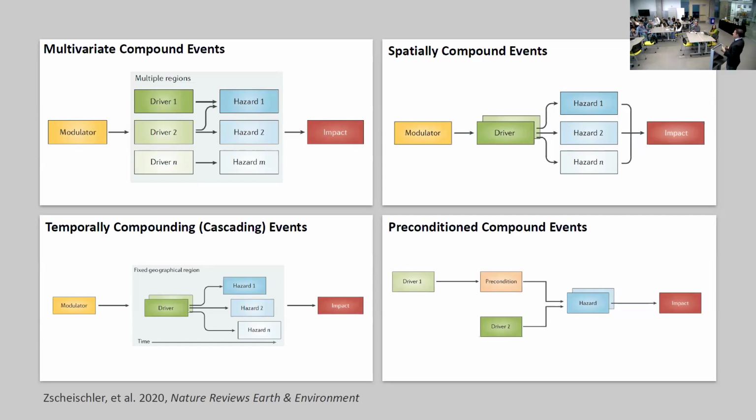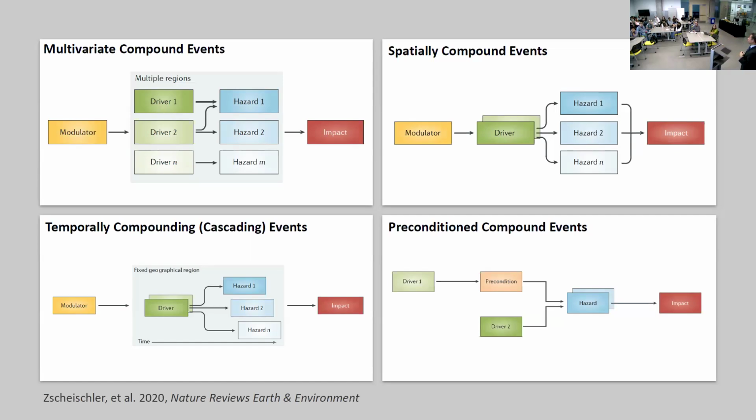For example, 2016 Baton Rouge, there was a 1,000-year flood. But if you look at rainfall, it was not that extreme, but there were many extreme rainfall events in different tributaries of the Mississippi River, and they all drained into one location. That's an example of a spatially compounding event.